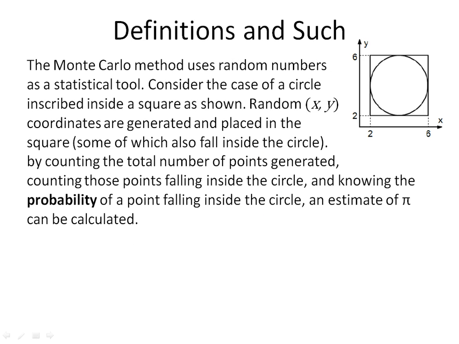Okay, some more definitions. The Monte Carlo method uses random numbers as a statistical tool. Consider the case of a circle inscribed inside a square like we have shown here. If you pick random xy coordinates that you generate and place in the square, some of which also fall inside the circle, then by counting the total number of points generated and counting those points falling inside the circle, and knowing the probability of a point falling inside the circle, an estimate of pi can be calculated.